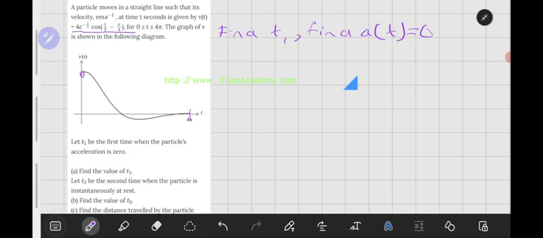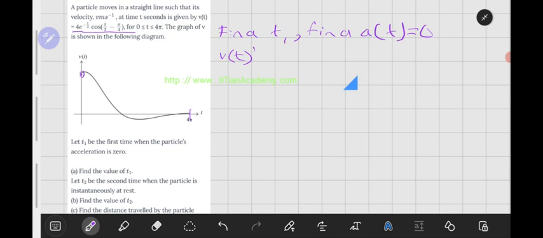Okay, so to find the value of t1, we can use this given fact here, where t1 is the point at which the acceleration is 0. So to find t1, we must first find acceleration and equate it to 0. So we have to take the derivative of v(t), so v prime t.